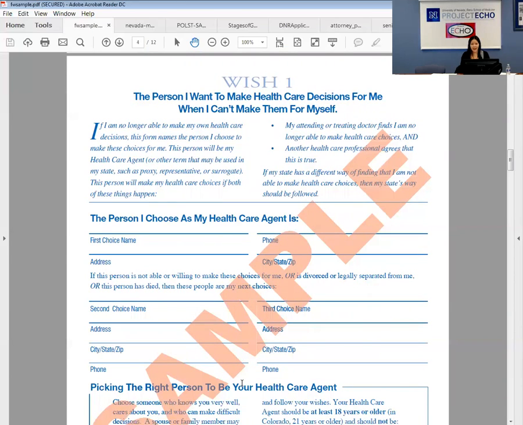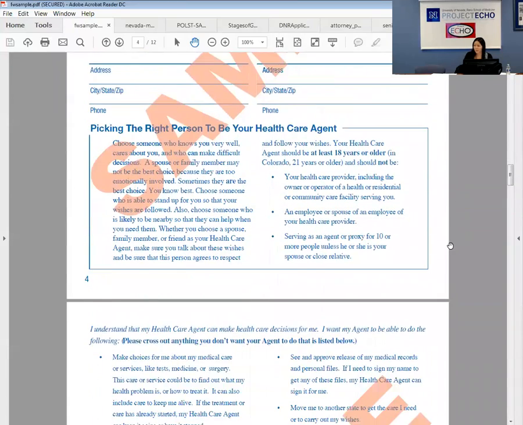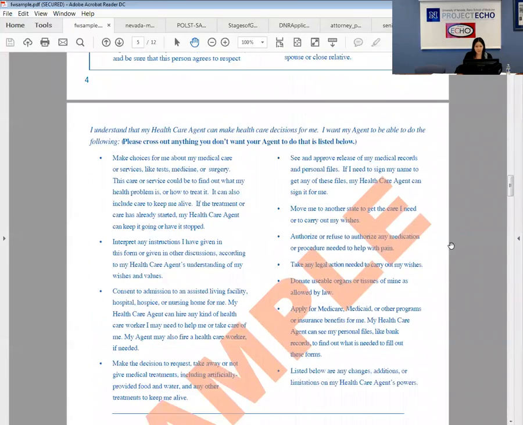So at the end of this page, here is wish 1, just so that you can see. It states the person I want to make healthcare decisions for me when I cannot make them for myself. So it has you fill out who you want to choose as your healthcare agent, and then it has your second choice and third choice name there. As you read through it, it's very easy to understand when filling it out. But if you have questions, I highly recommend that you speak to your physician regarding it, or an attorney if you have an attorney, or using the senior center, that free service too.